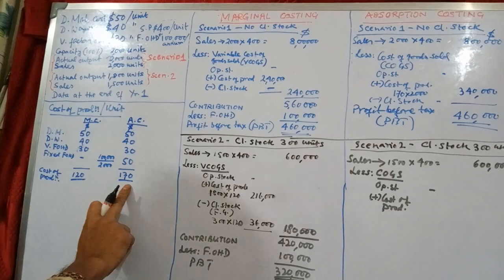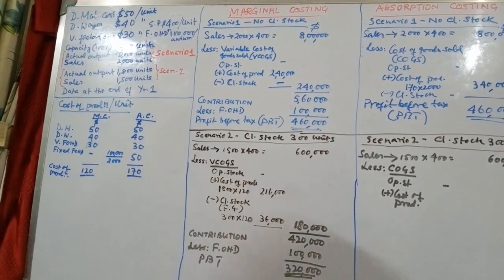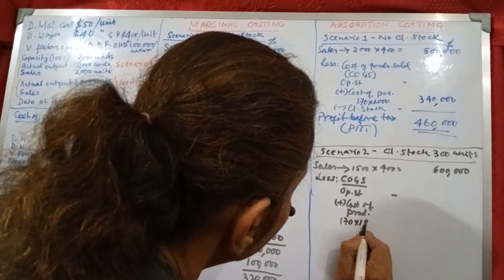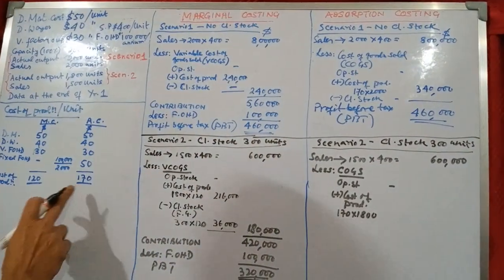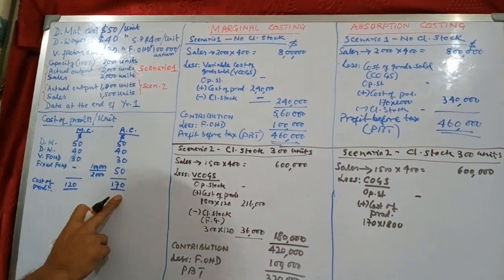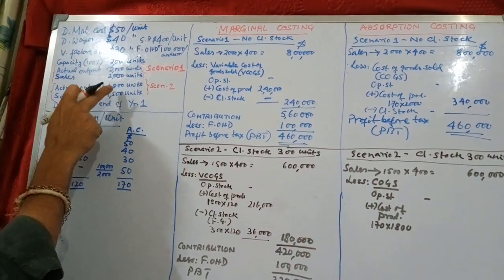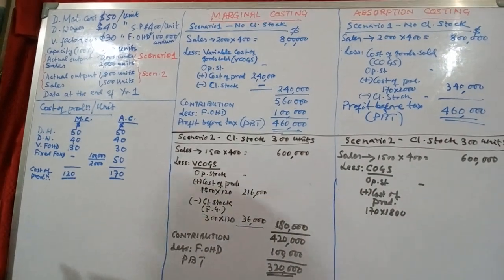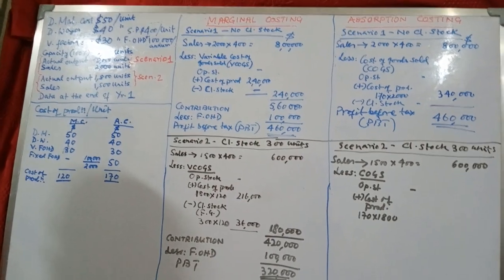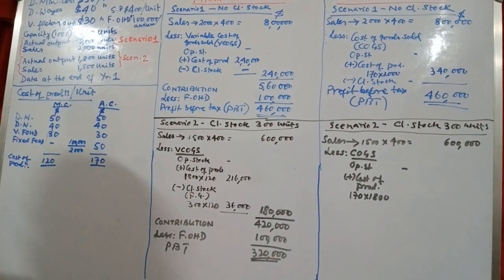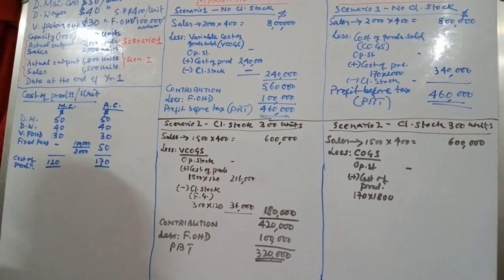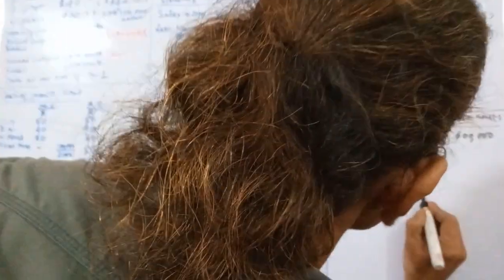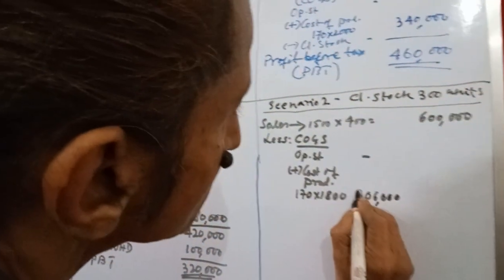170 into 1800. 170 is cost per unit, and 1,800 units have been produced. So 170 into 1800 gives us 306,000.